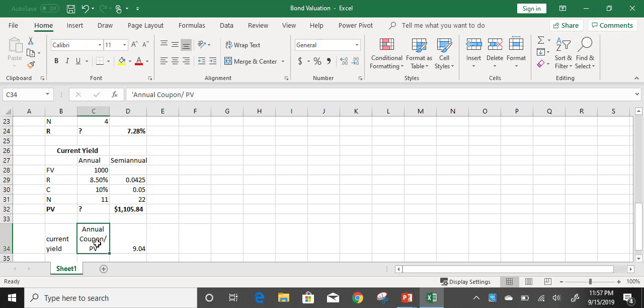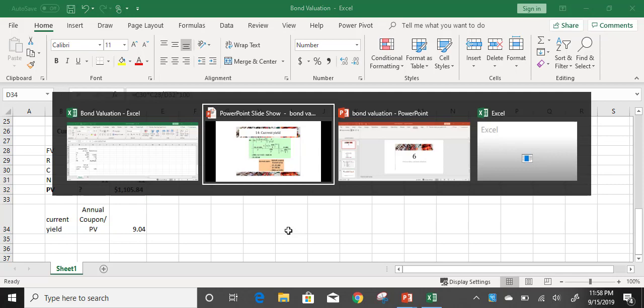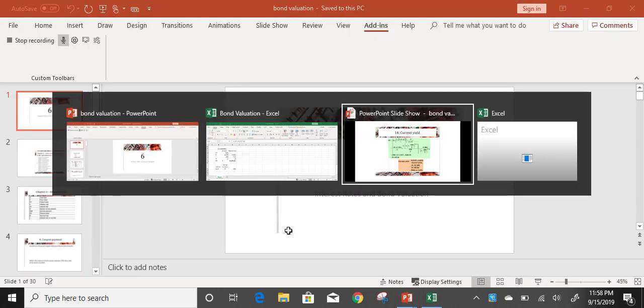And the current yield can be obtained by dividing annual coupon with the present value of the bond. What is the annual coupon? Annual coupon is located in C30 cell multiplied by the face value of the bond divided by the present value multiplied by 100 to get the answer in percentage term. So it is 9.04%.